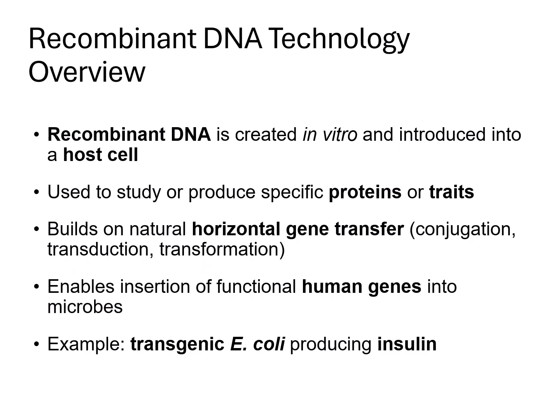Recombinant DNA is created in vitro. So this is outside of the body, outside of an organism, taking place in a test tube or a culture dish, anywhere outside of the living organism. And it's introduced into a host cell. This allows us to study or produce specific proteins or traits, and it builds upon natural bacterial processes that we saw in the previous chapter, horizontal gene transfer such as conjugation, transduction, or transformation.